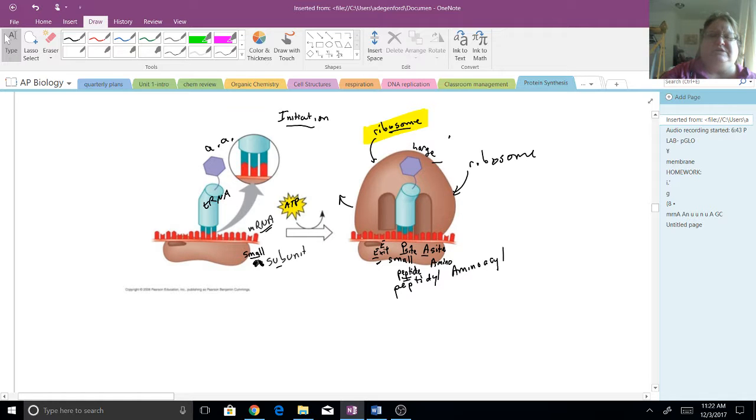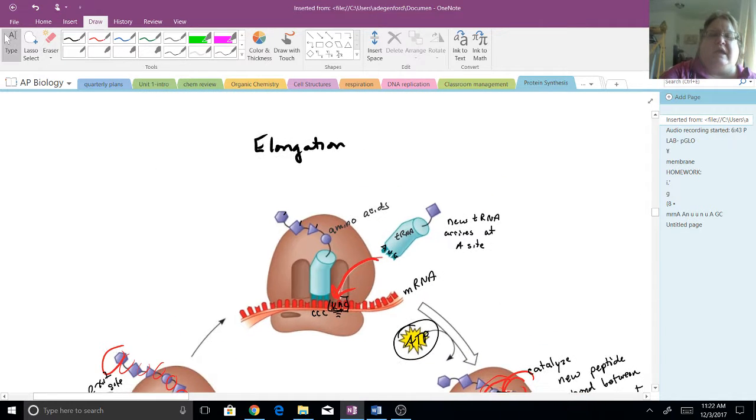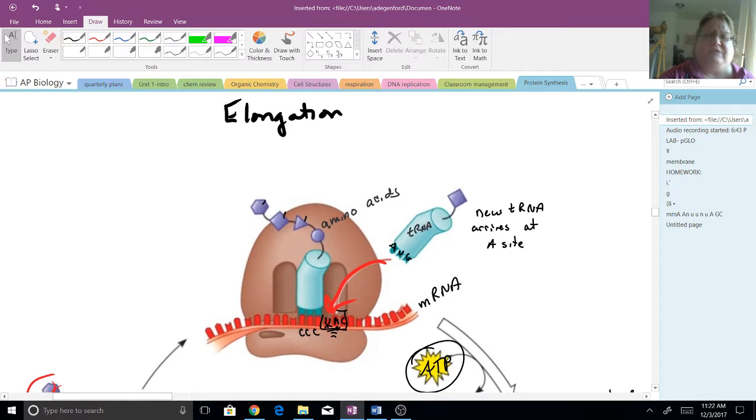So this is initiation, and then we have elongation. Now elongation, and this will definitely come together when we watch an animation of it. But you have the ribosome with the mRNA strand. Now I went ahead and labeled these codons. I'll be honest, they don't match up with the shapes, so don't worry about those for right now.